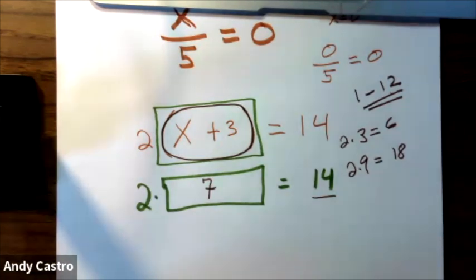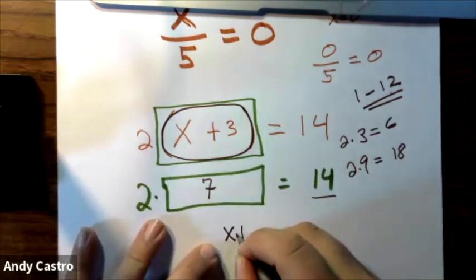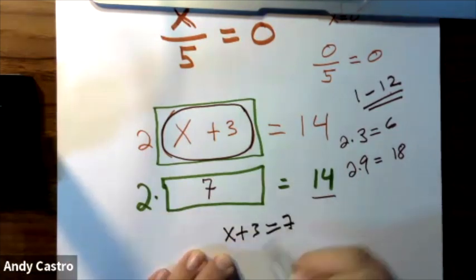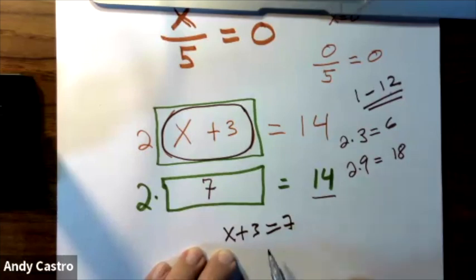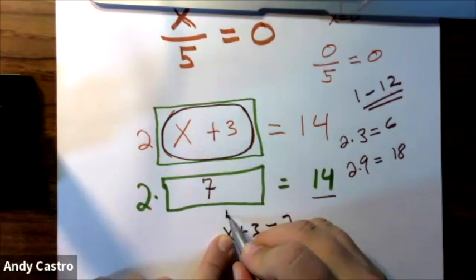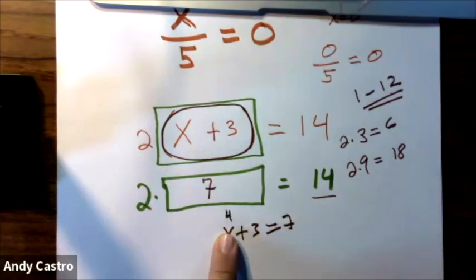Okay, good. X plus 3 has to be 7. What does x have to be? Good. All right. Got a couple of you still struggling with it a little bit, and that's okay. X plus 3 has to equal 7. So that means my x has to be 4. Okay. 4 plus 3 is going to give me that 7.